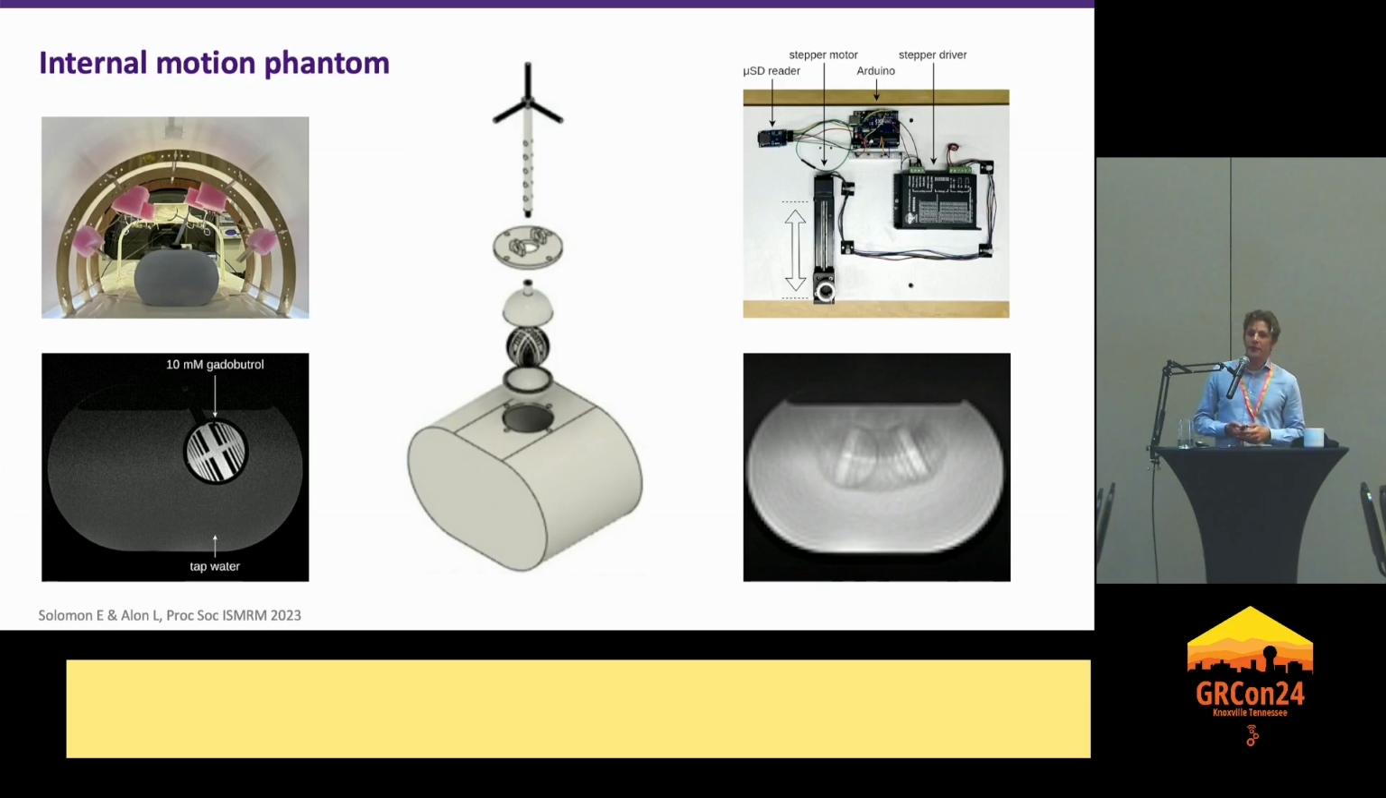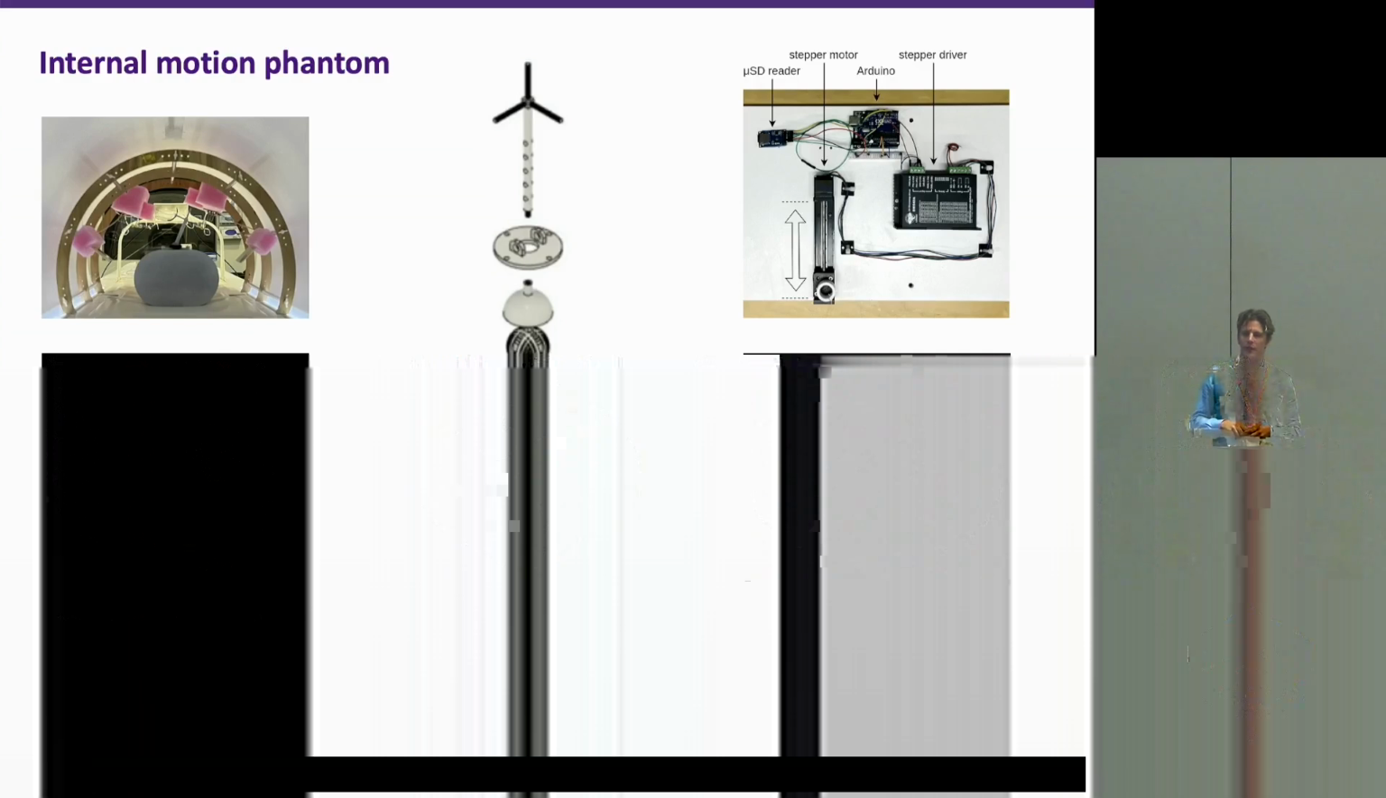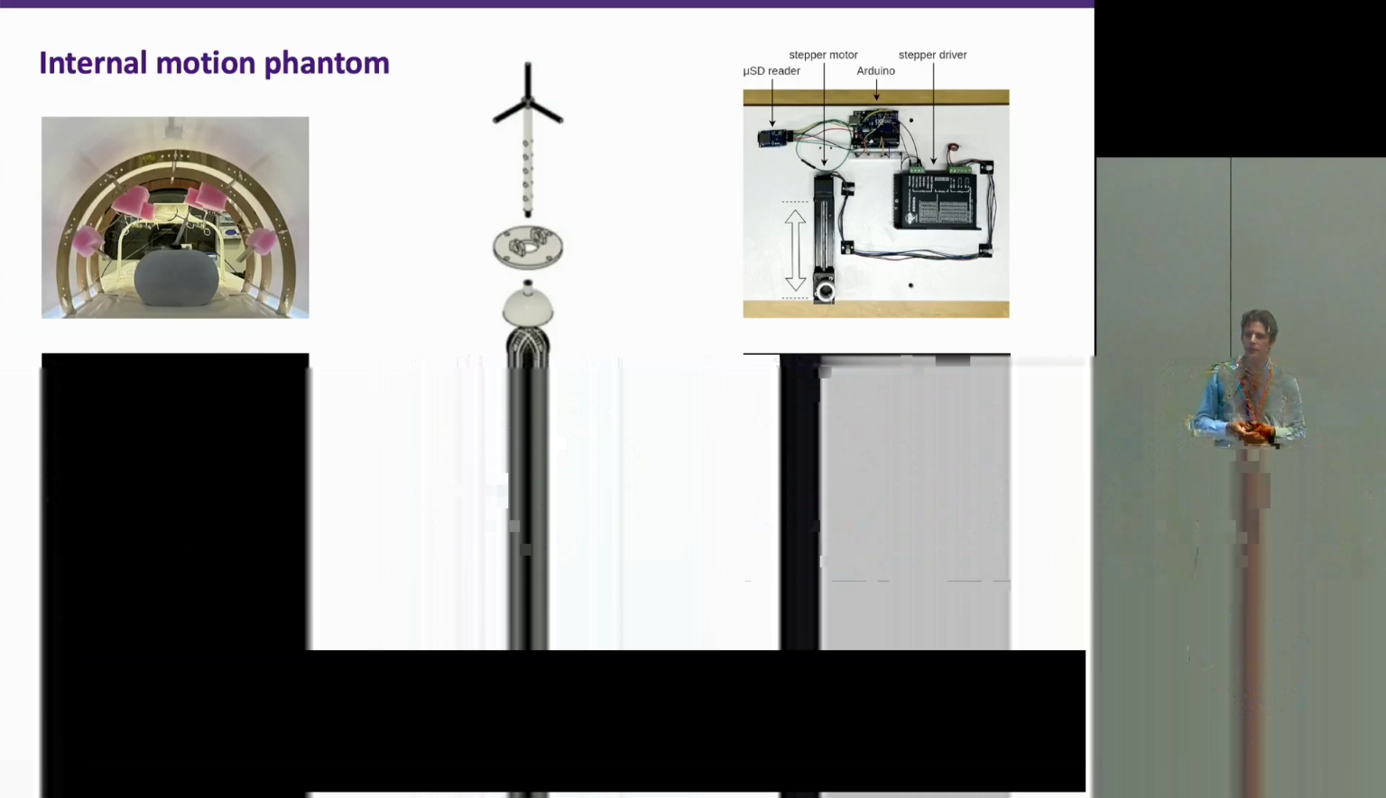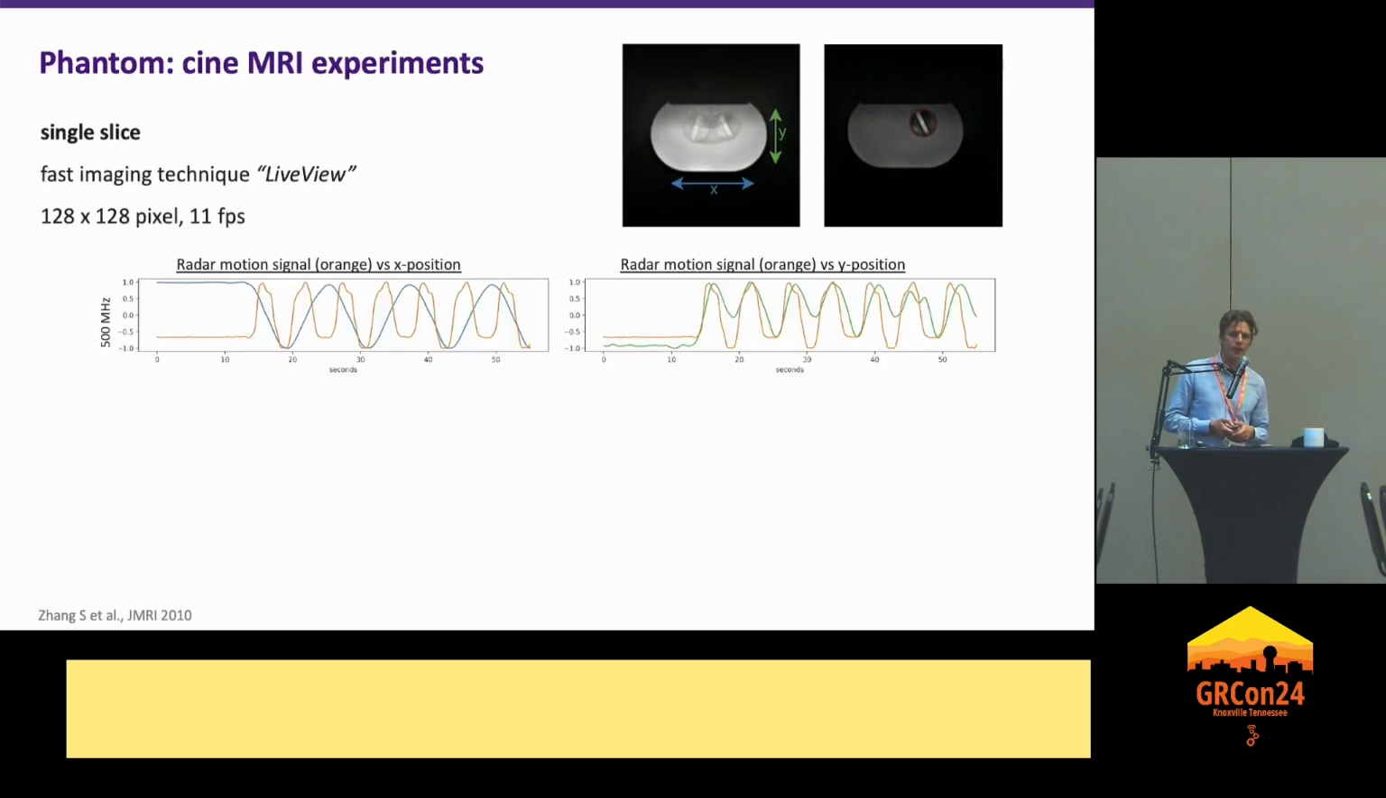And here specifically, we have built a phantom that simulates internal body motion in order to develop and evaluate the radar system. This is basically two compartments. You have a water tank, and inside the tank is a pendulum that moves back and forth. It's driven by a stepper motor, which is controlled by an Arduino. Here are some first results.